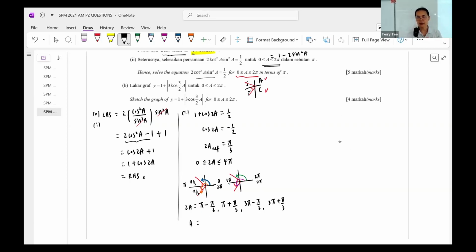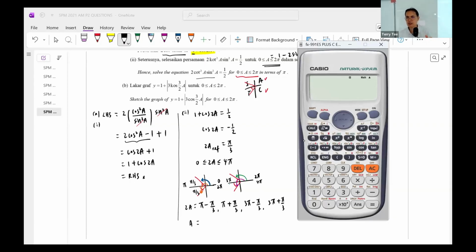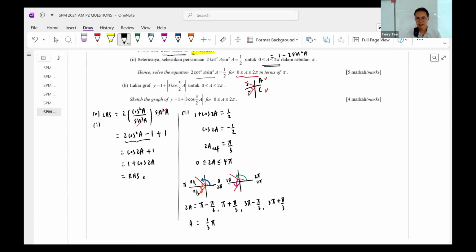Okay, you can use your calculator, but when you type this in your calculator, don't type in the pi. So it's like 1 minus 1 over 3. 1 minus 1 over 3 pi. Then you divide by 2. You're finding A, guys, you're going to divide by 2. So when I divide by 2, I get 1 over 3 pi. First answer is 1 over 3 pi. Second one is 3 plus 1, 4 over 3 divided by 2, 2 over 3 pi.